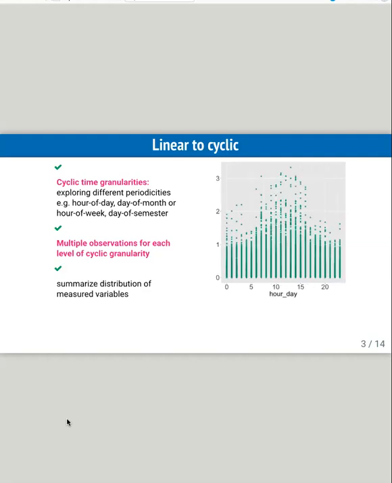Cyclic granularities, like hour of the day or day of the week, could be used to explore periodicities in the data. These granularities can be considered as categorical variables, which could be ordered or unordered, and they induce a grouping of the observations. So as you can see from the animation here, when we move from a linear to a cyclic world, we have a scenario where we have multiple observations for each category. Hence, there is a need to summarize them.